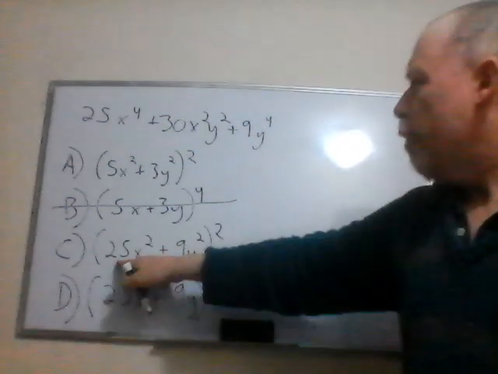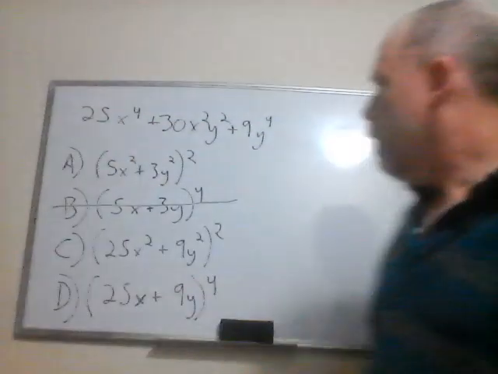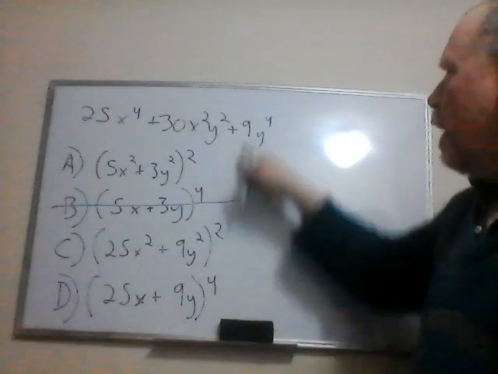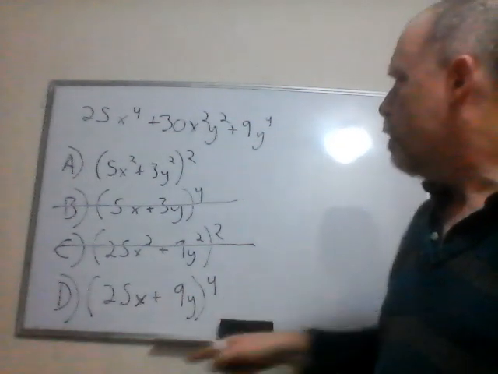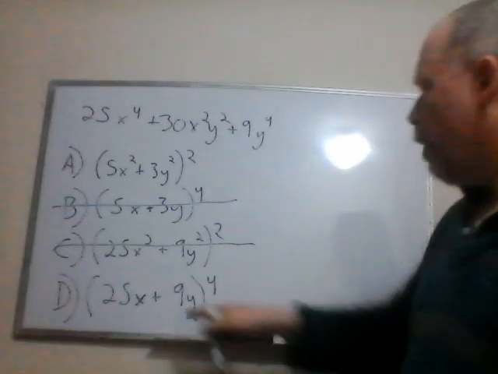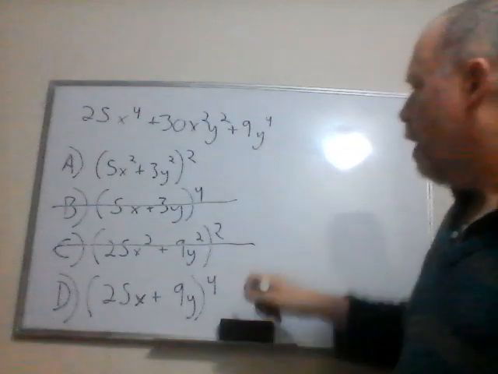Here, 25 squared is not going to be 25, and it is gone. And 9 squared is not going to be 9, so that is also gone. Again, 25 to the fourth is certainly not 25, so it is gone for that reason. 9 to the fourth certainly is not 9.